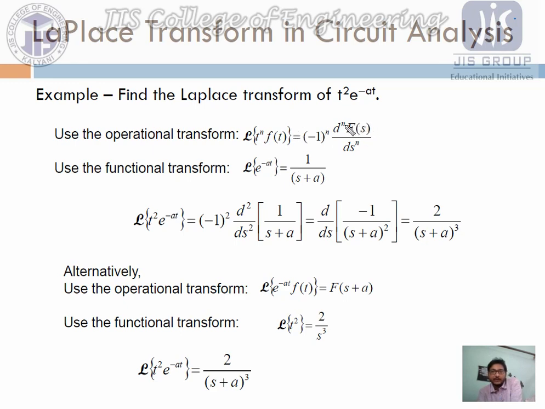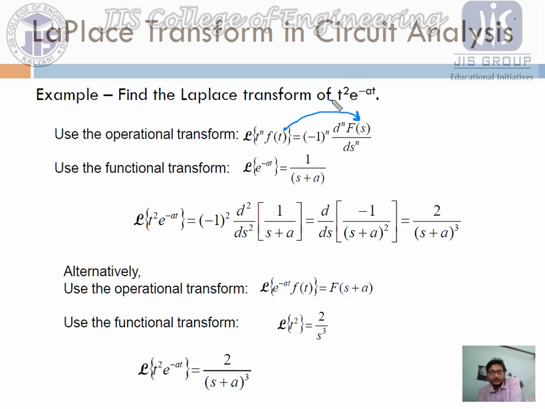It means F of s is the Laplace transformation of f of t. So F of s comes from f of t. After finding the Laplace transformation, we have to consider the nth derivative in terms of s, with minus 1 to the power n. Here, suppose the function is e to the power minus at. We have already checked that for e to the power minus at, the Laplace transformation is 1 by s plus a.